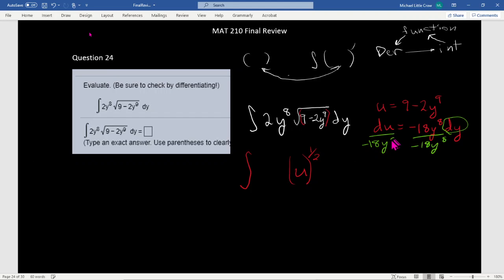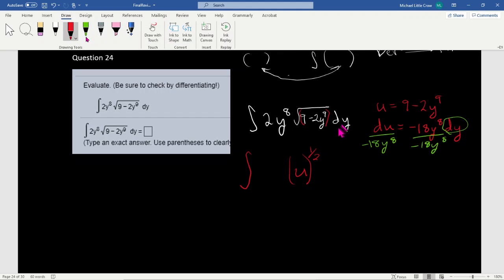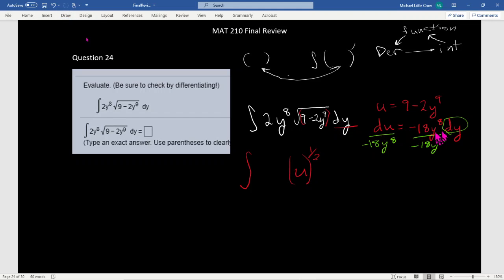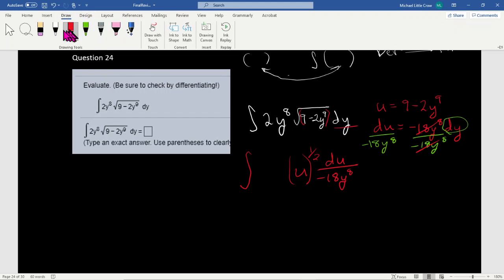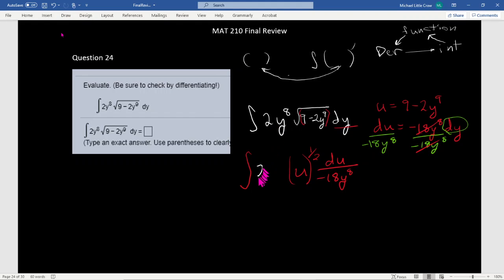18 y to the 8th. Okay, so that's going to be the substitution we make there. So instead of dy, notice this cancels, this cancels. This is now dy equals this whole monstrosity, so we write that in there. Y to the 8th. And what we have left over is this 2 y to the 8th, which is still there. Okay, we didn't do anything with it, right?